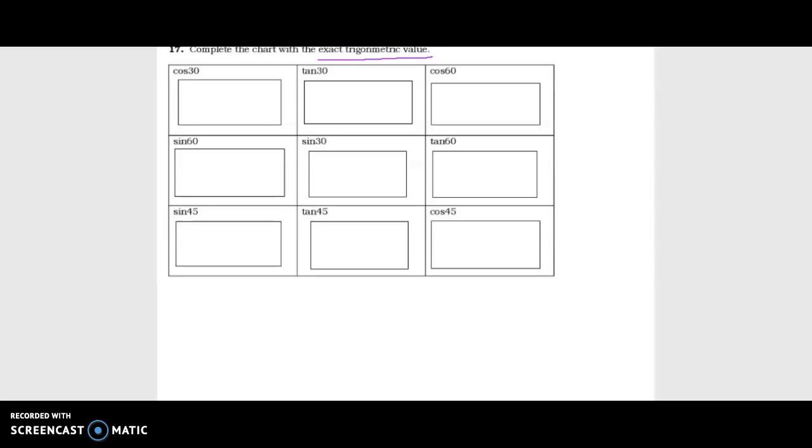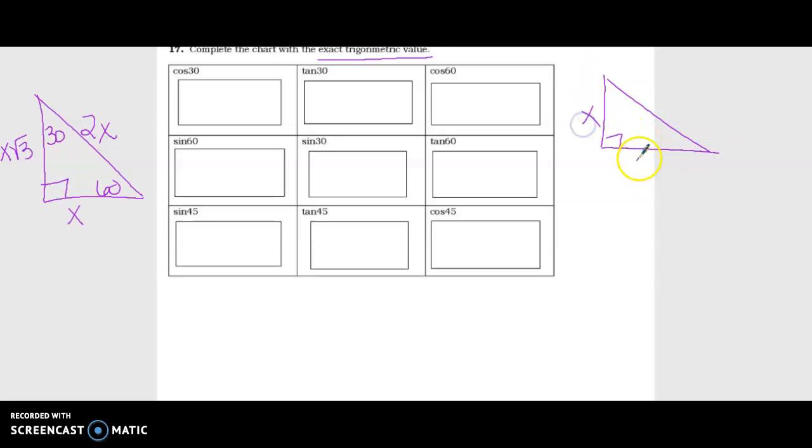All right, number 17, last one, we made it. We're going to go ahead and find the exact value for each of these. We're going to start by drawing a 30, 60, 90 triangle and a 45, 45, 90. Again, feel free to pause this at any time if I'm going too fast for you.